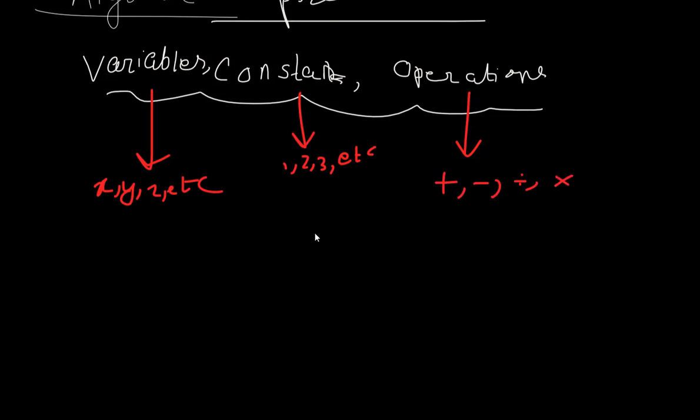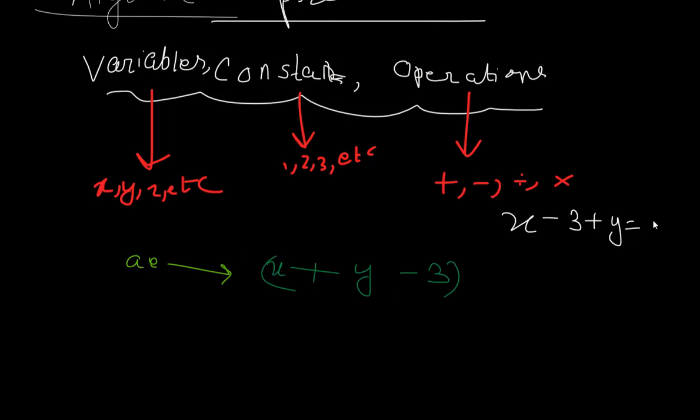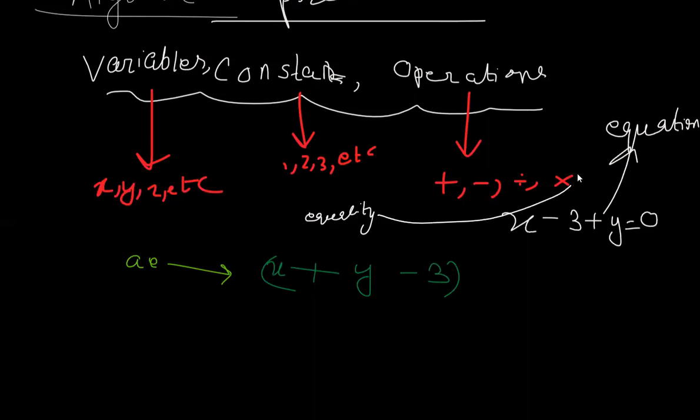Now, the most important thing is how to form an algebraic expression. So, to form an algebraic expression, we will write like this. For example, we can write x plus y minus 3. This is an algebraic expression. But if we write x minus 3 plus y is equal to 0, this forms an equation which can be solved. But an algebraic expression doesn't have the equality sign. So if there is an equality sign, then it is an equation. If not, then it is an algebraic expression. This was the most important thing.